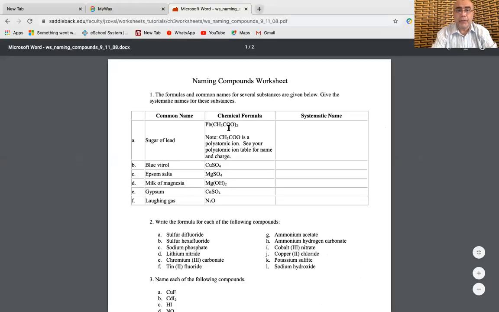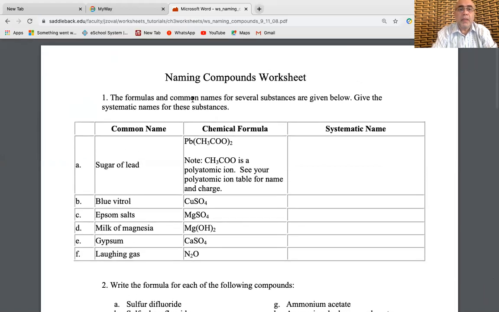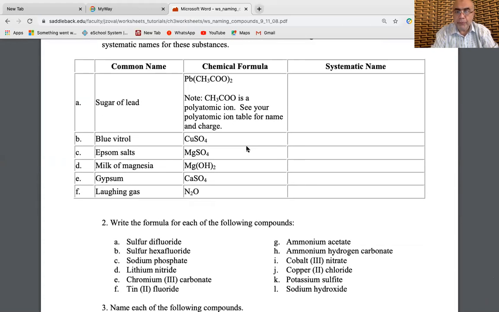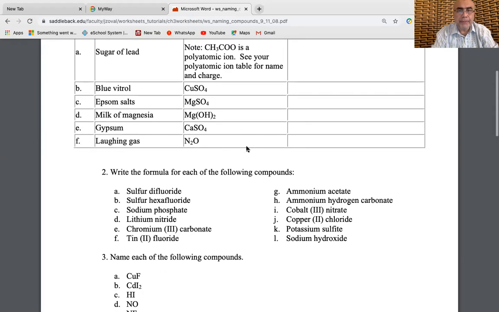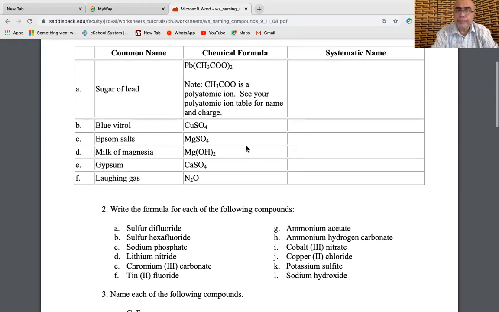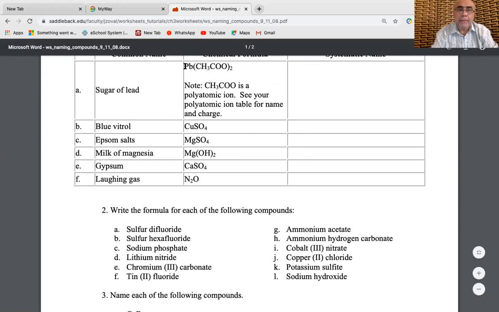This one here in front of us, naming compounds. How can we write the name of the compound? Here the important thing for you will start with naming only, right? Pb as lead, CH3COO, that means acetate, or ethanoate. Write it as acetate.